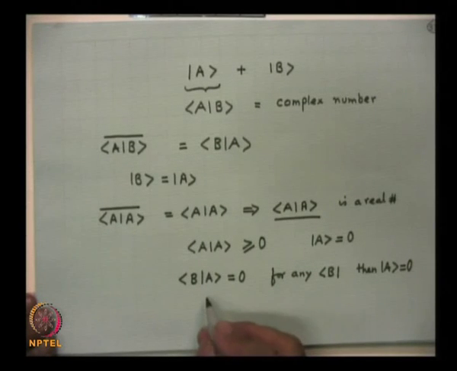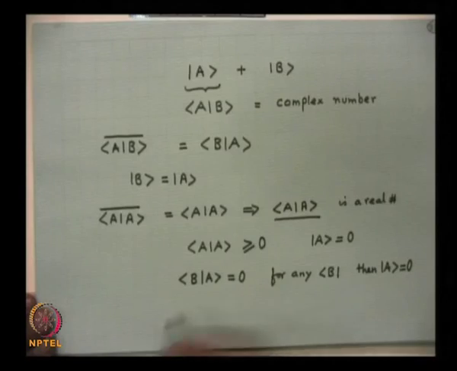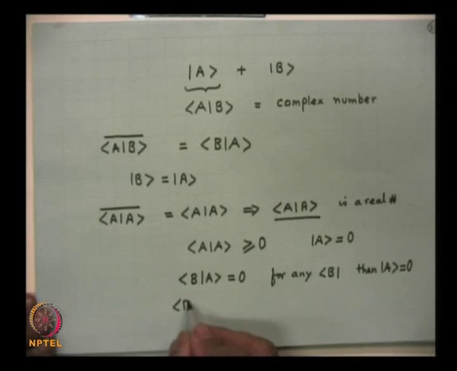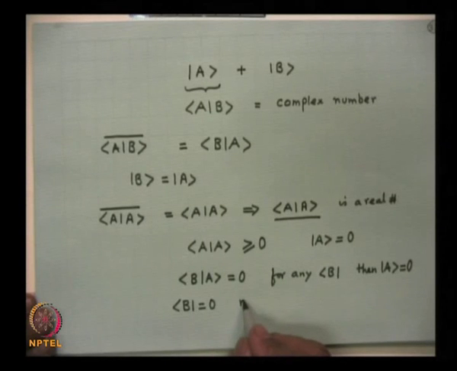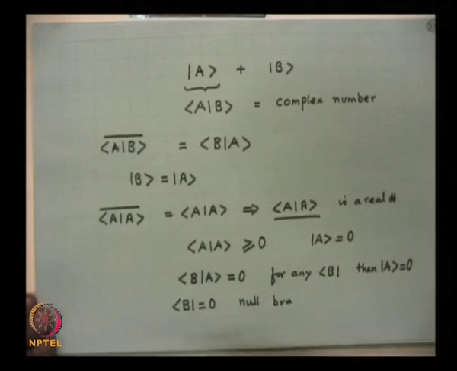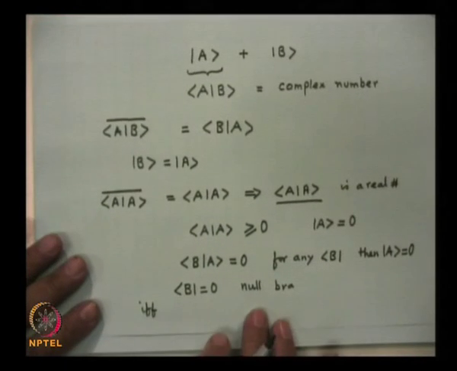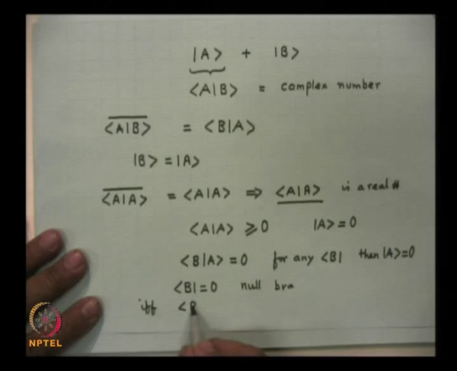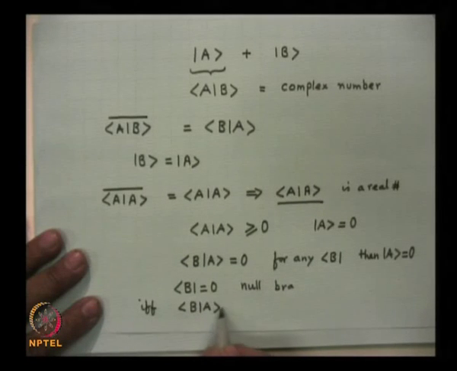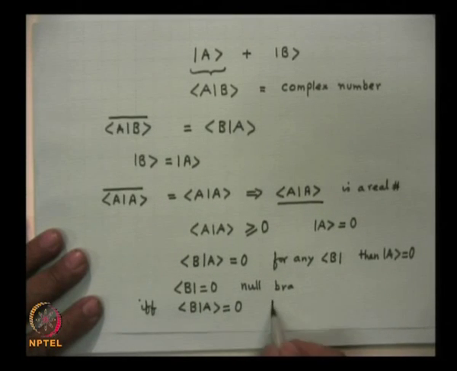Similarly, bra B is a null bra if and only if bra B ket A is 0 for any ket A.